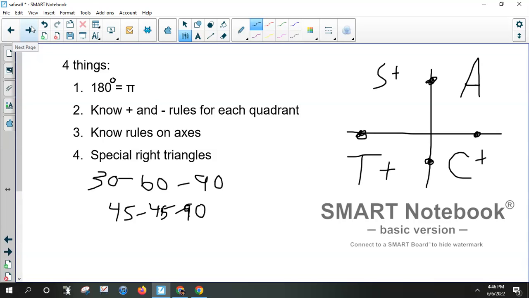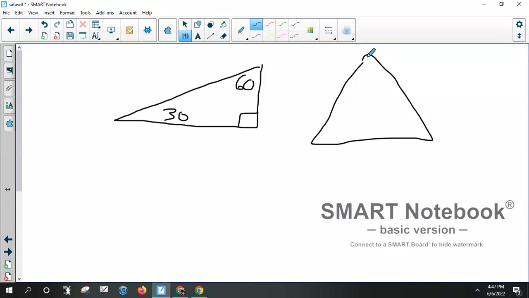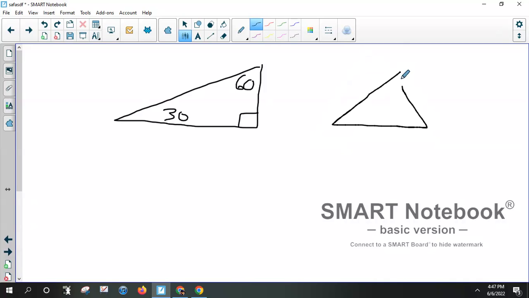So let's look at our special right triangles. 30, 60, 90. The key to this triangle is to remember that it is half of an equilateral. Now I've drawn it kind of sideways. Normally we draw the equilateral triangle this way and we cut it like so. I'm drawing it like this. I'm cutting it this way so that I get the 30 here. And you'll see why in a moment.